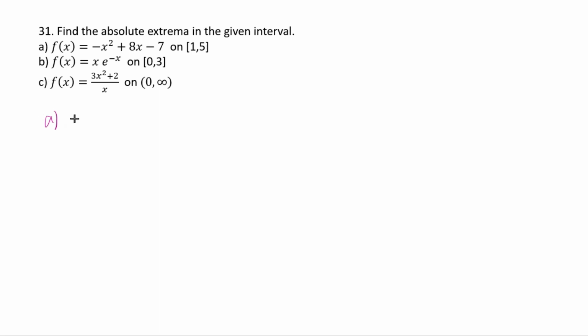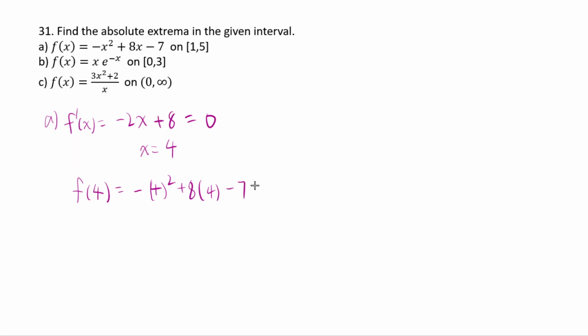Alright, so let's start with A. We start by finding the critical number, which is the place where the derivative is equal to 0. Set the derivative equal to 0 and you get x equals 4. Evaluate the original function at 4. In this case it's positive 16 minus 7, which is 9. And then evaluate the function at the endpoints, which is 1 and 5, right?